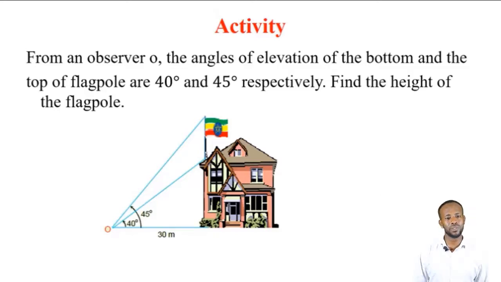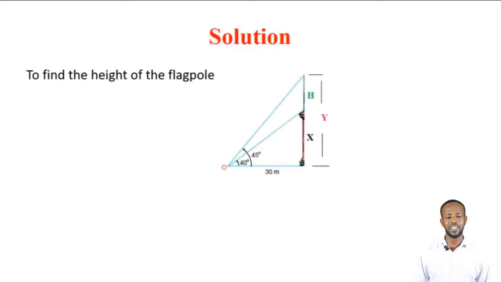Okay, welcome back students. I hope that you have tried. So let us do it together now. Let us see the solution. Now, to find the height of the flagpole, let us draw the figure like this. We have the total height y, the height of the building only x, and the height of the flagpole only h. So what is our purpose? What are we going to find?